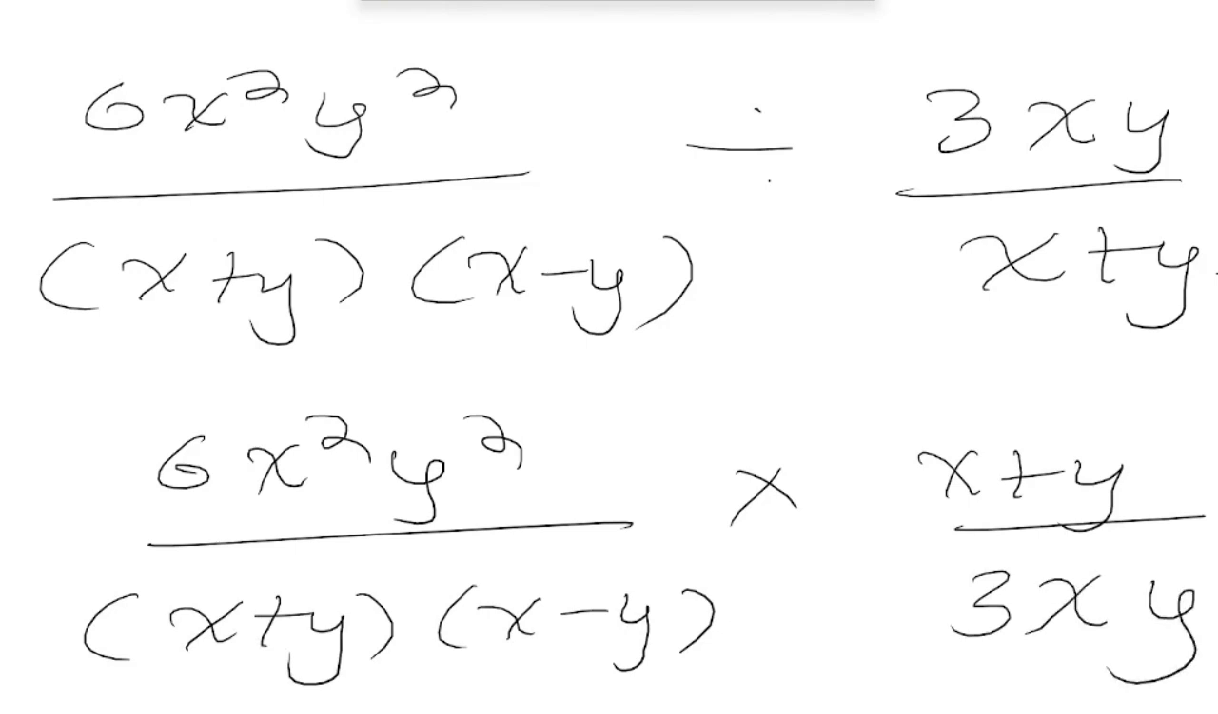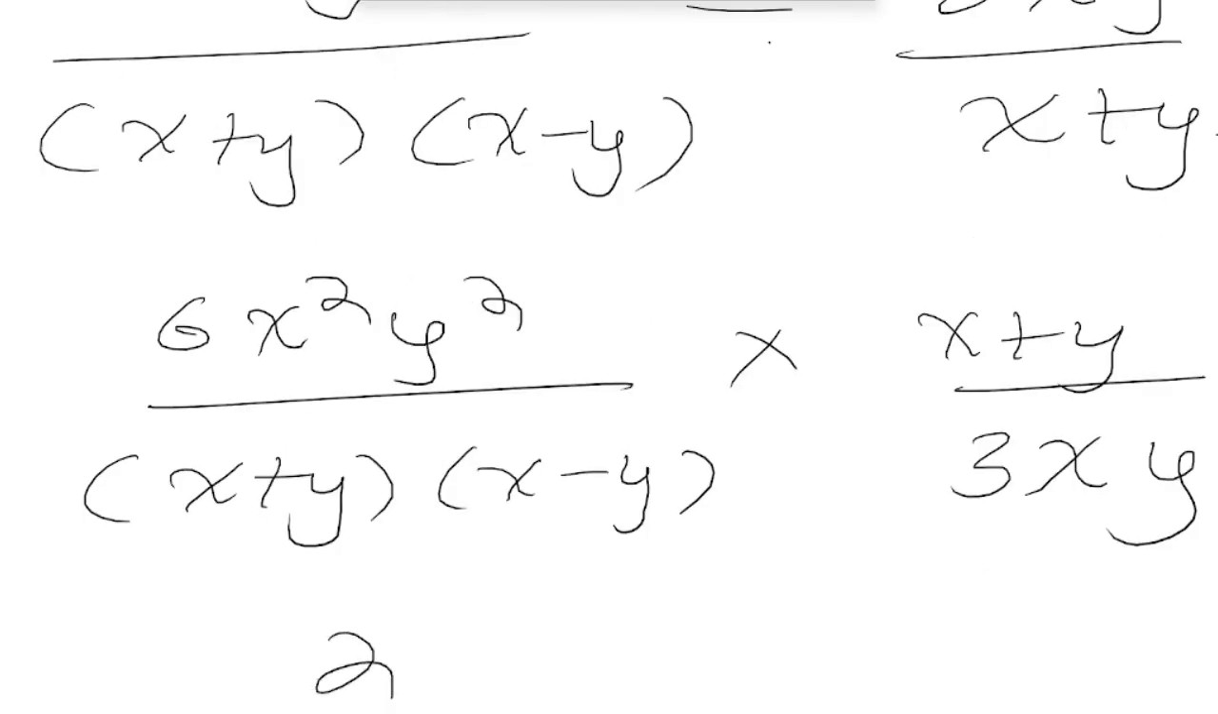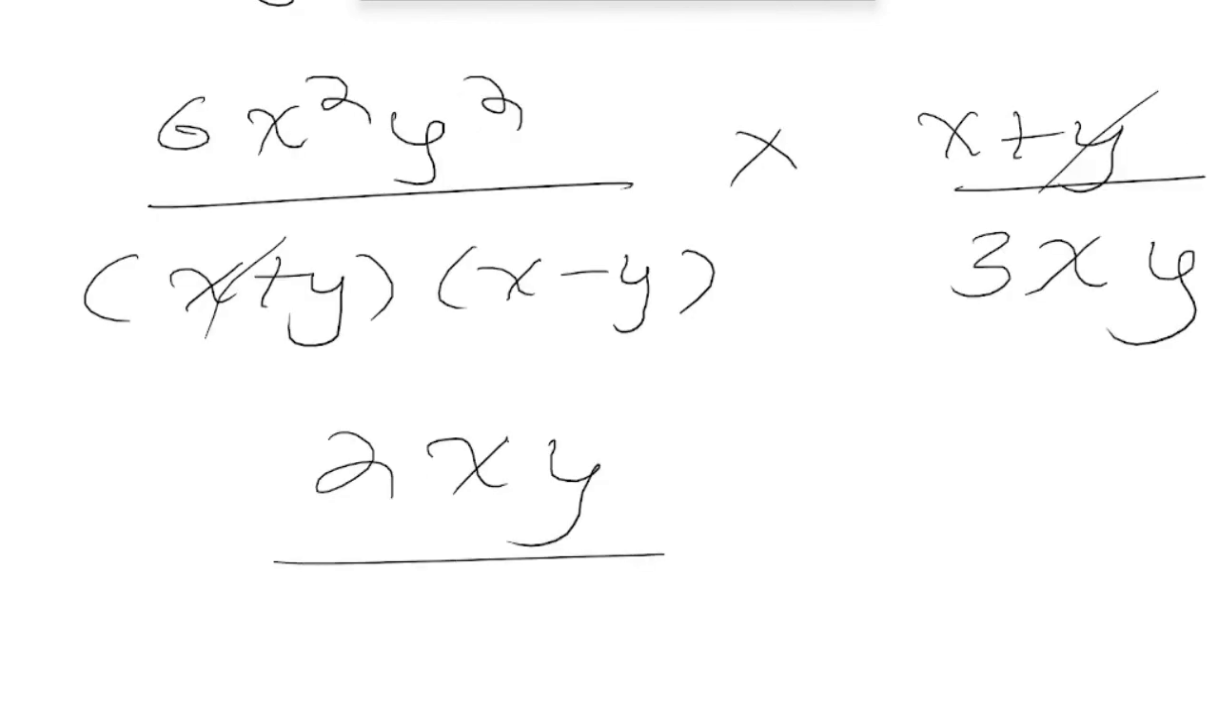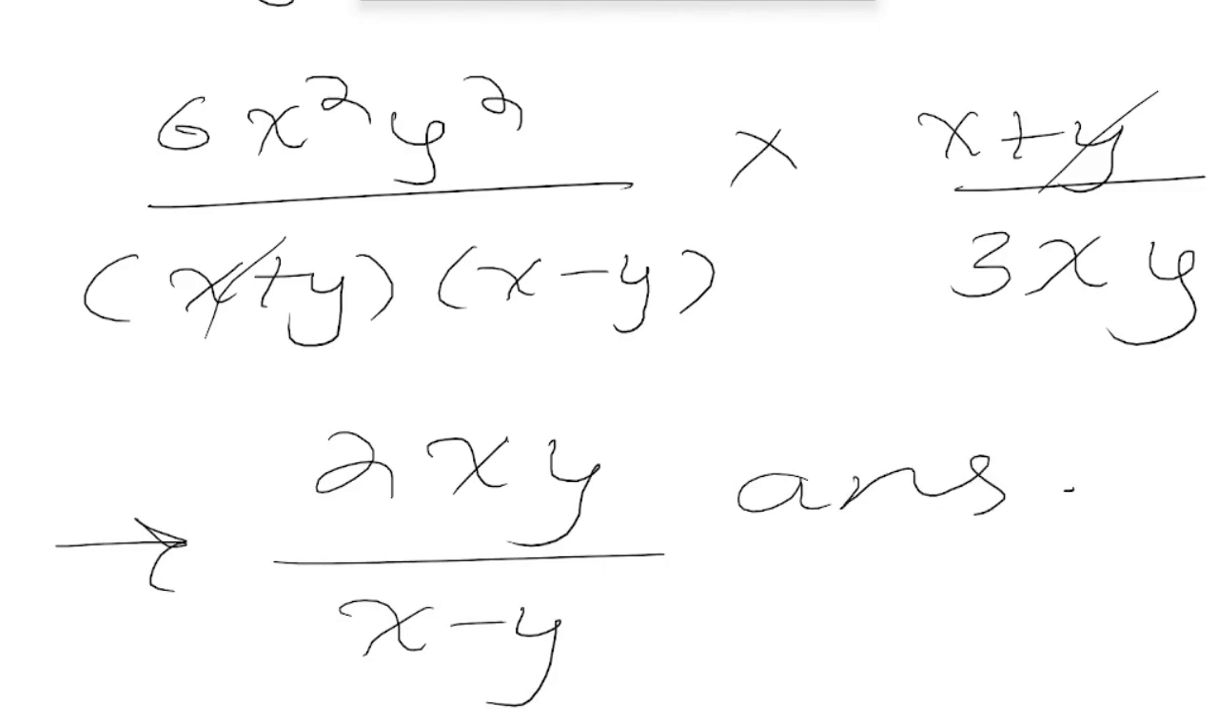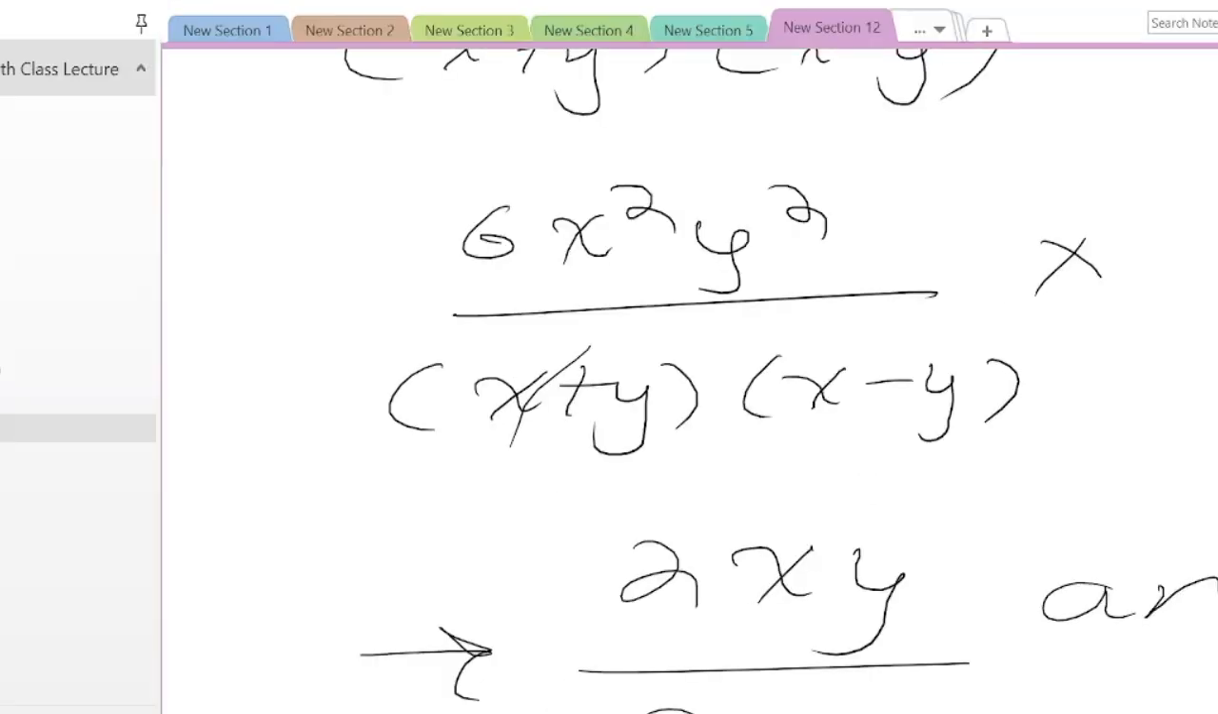Okay, now we have 3xy, so these both will be divided. That results in 2xy. X plus y and x plus y get cancelled, divided by x minus y. So this will be our final answer for question number 5.